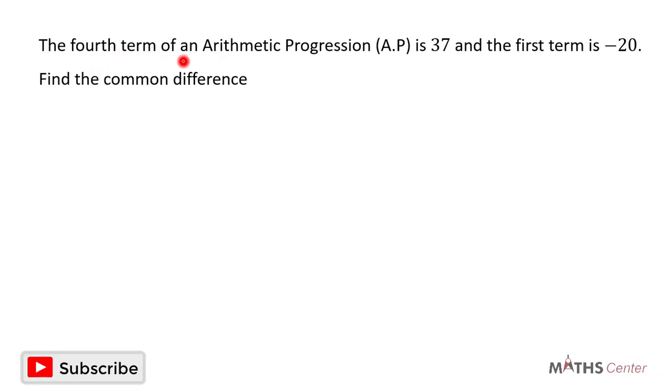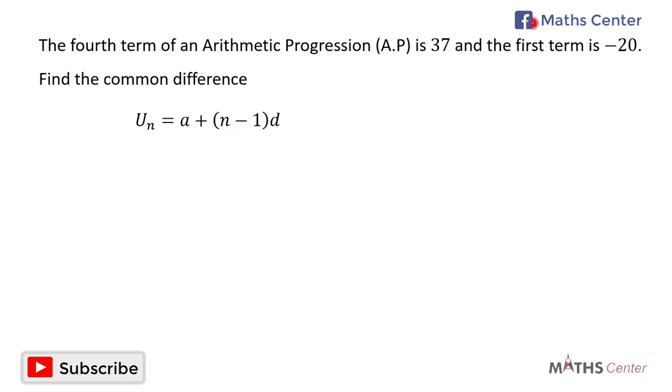The fourth term of an arithmetic progression, AP, is 37, and the first term is negative 20. Find the common difference. A term in an arithmetic progression is given by u_n, and u_n is equal to a plus (n minus 1) times d, where a is the first term, d is the common difference, and n is the term whose value you want to find.